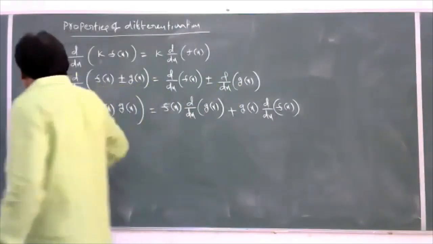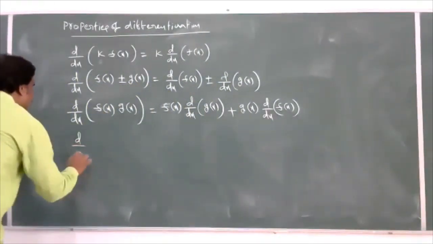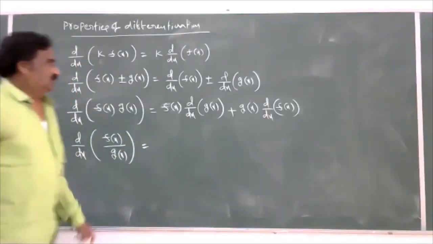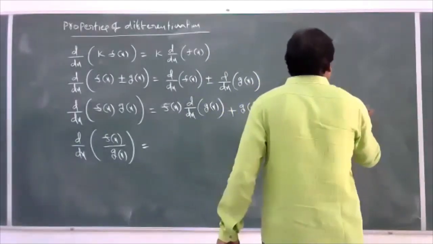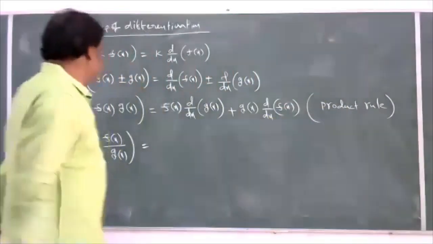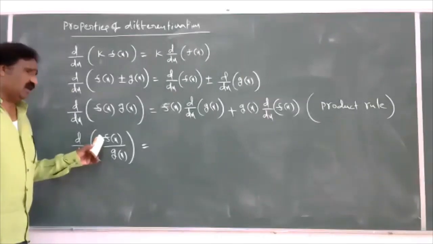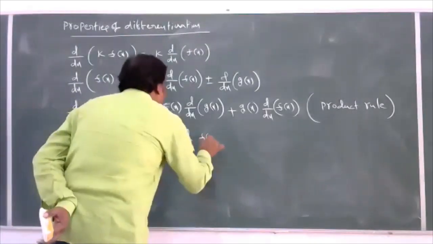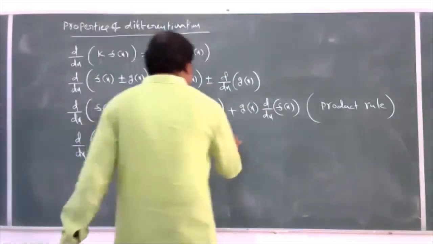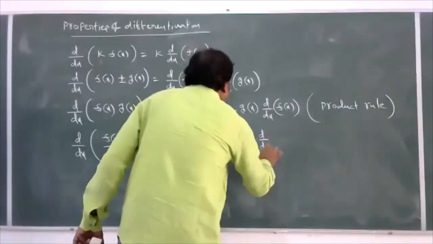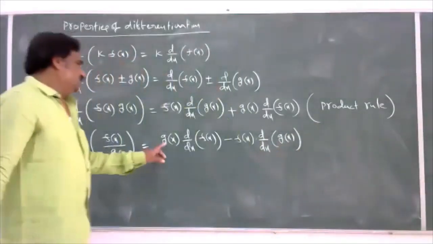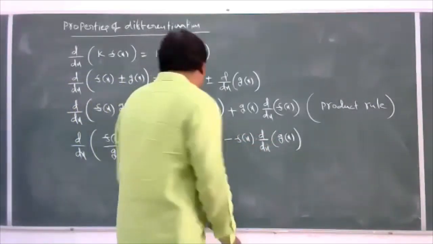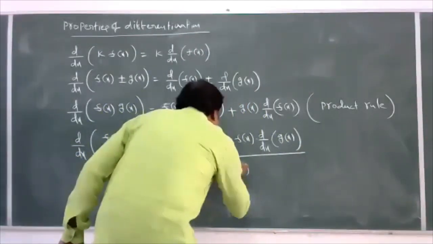And another rule, this is the quotient rule, that is the u by v rule. d by dx of f of x by g of x is equal to the denominator g of x into d by dx of f of x, minus the numerator f of x into d by dx of g of x, all by g of x whole square, the denominator square.